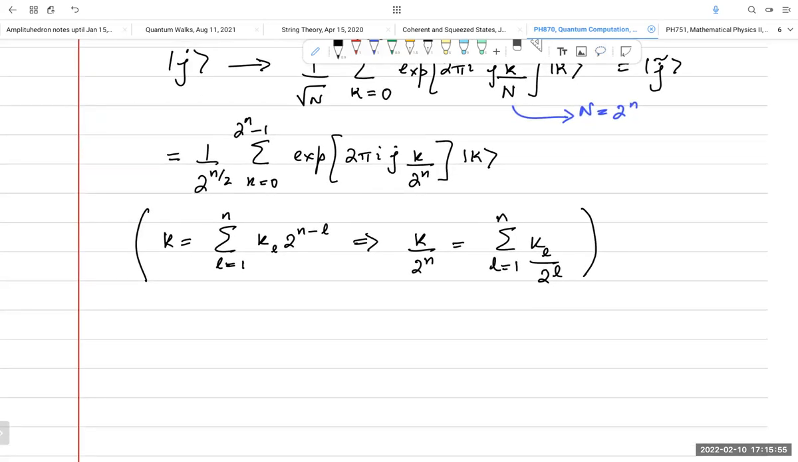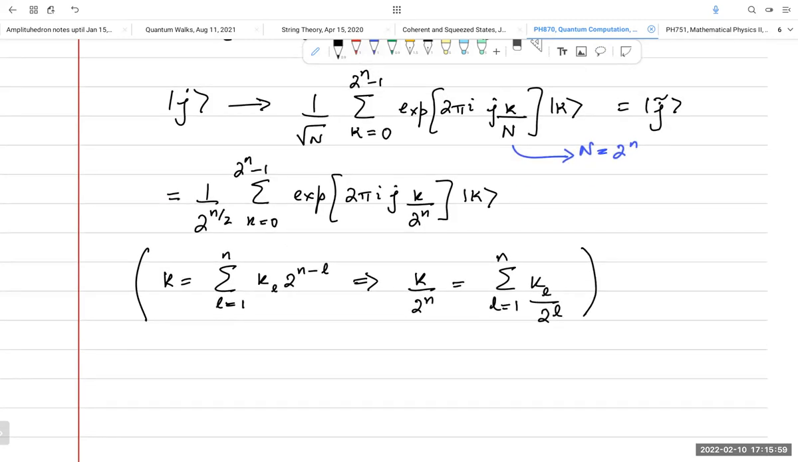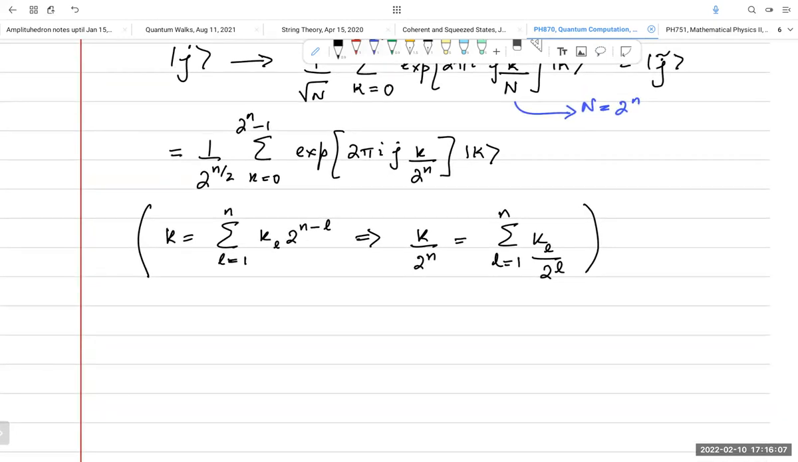Otherwise, k was our initial basis. So k is our computational basis, and the tilde ones are the Fourier basis, the transform basis. All right, so now we take this expression and put this into our exponential over here.